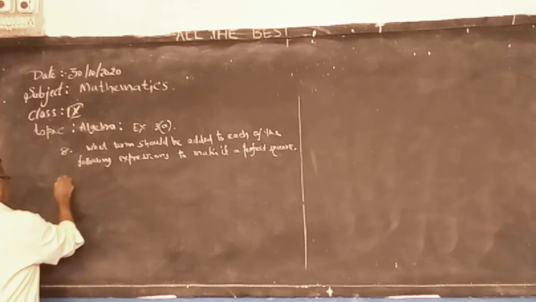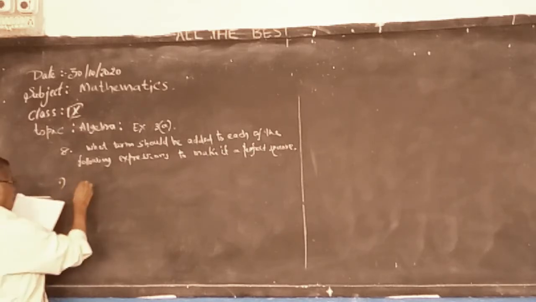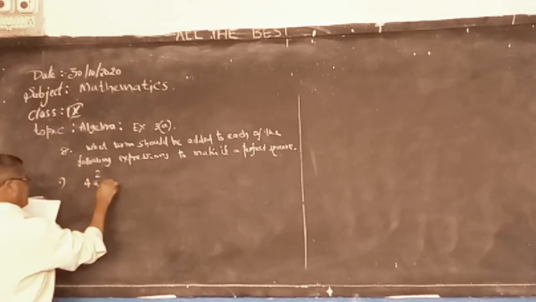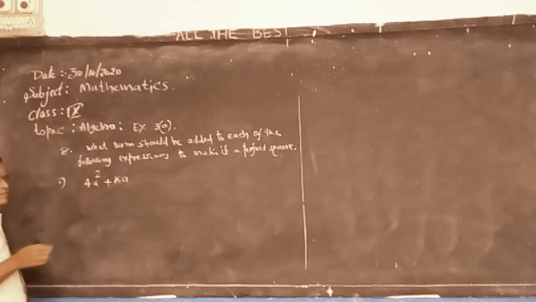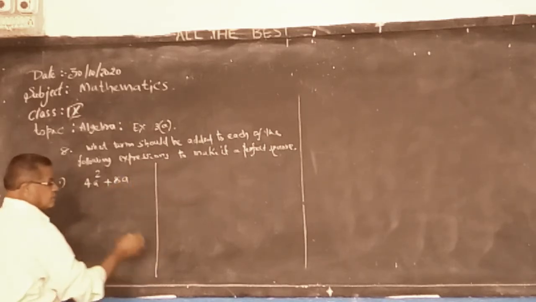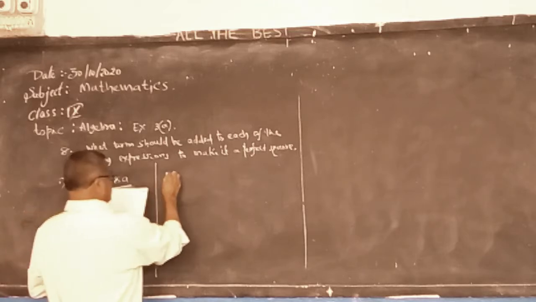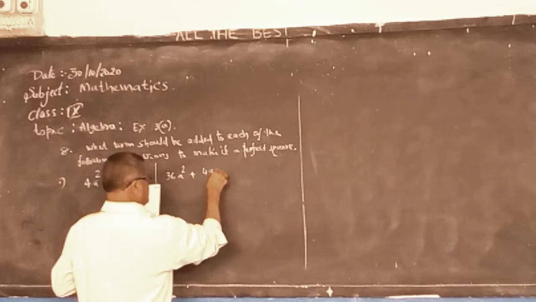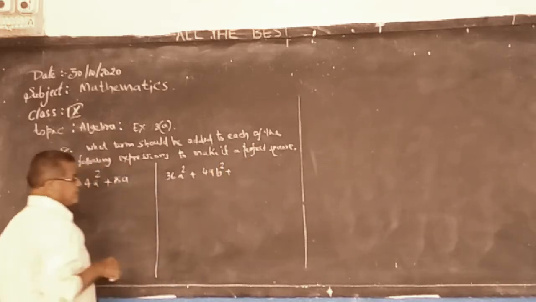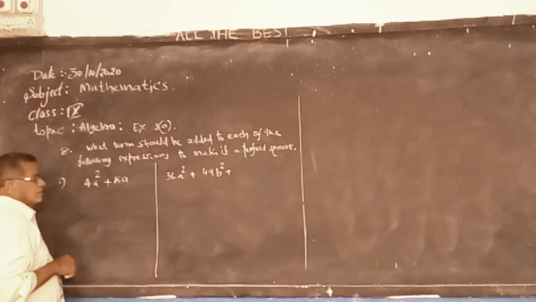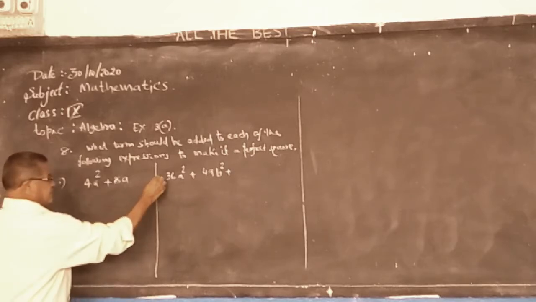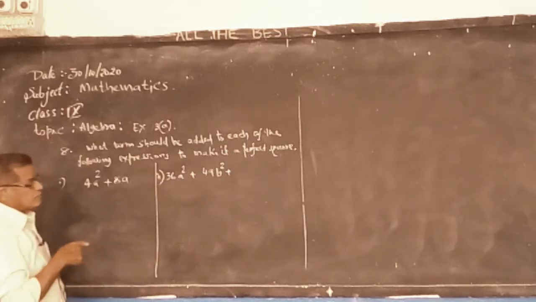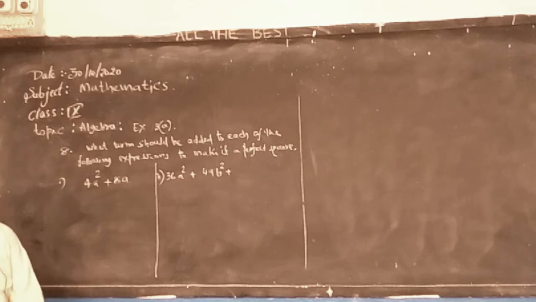First question: 4a squared plus 8a is given. What should be added to make it a perfect square? Second question: 36a squared plus 49b squared is given. What should be added to make it a perfect square? After doing this, let us go to our other problems.